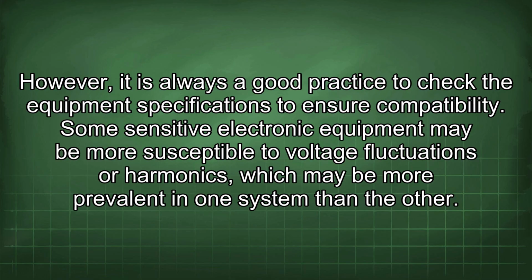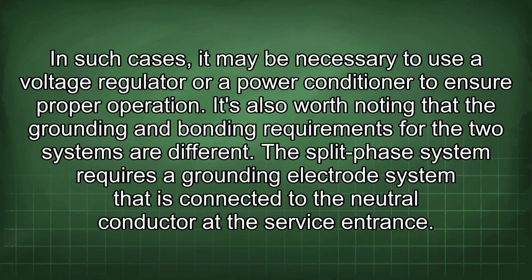Some sensitive electronic equipment may be more susceptible to voltage fluctuations or harmonics, which may be more prevalent in one system than the other. In such cases, it may be necessary to use a voltage regulator or a power conditioner to ensure proper operation. It's also worth noting that the grounding and bonding requirements for the two systems are different.